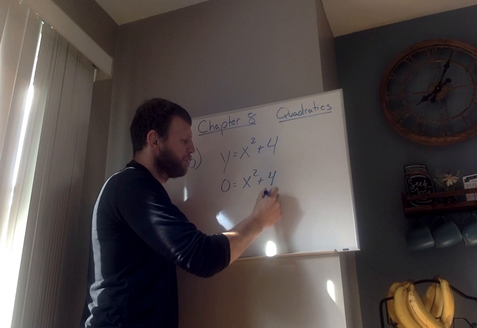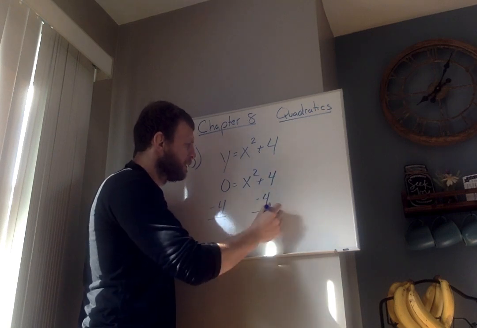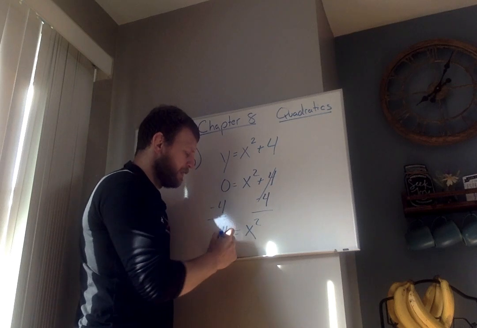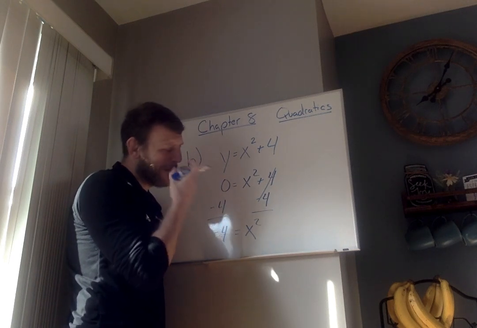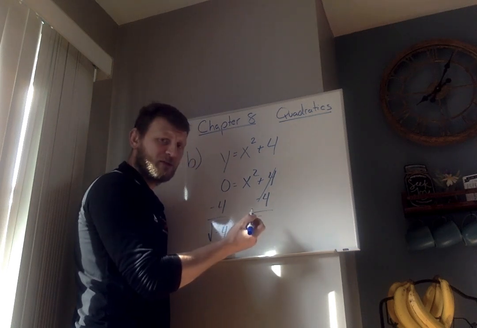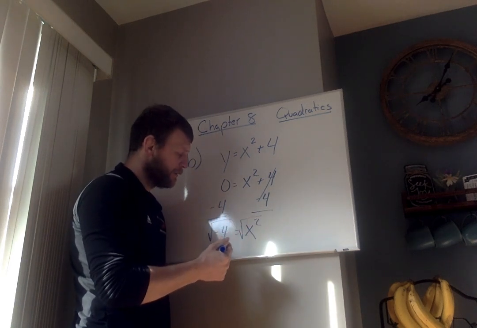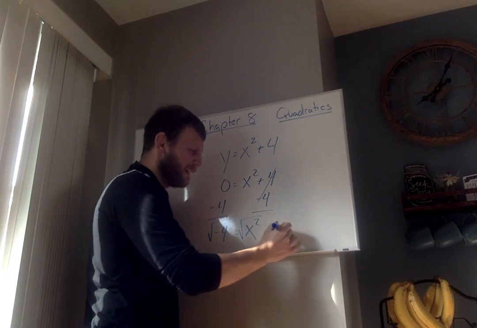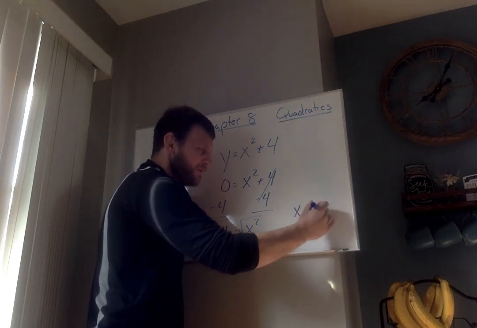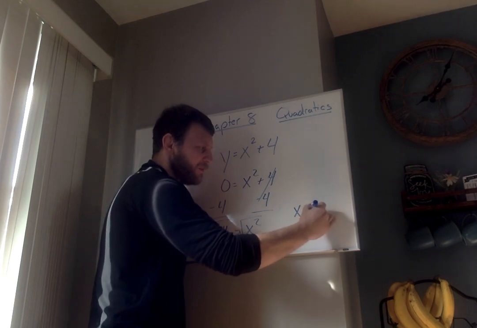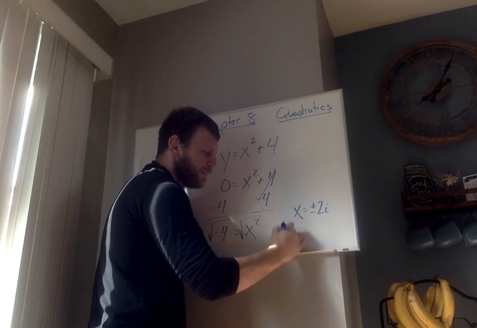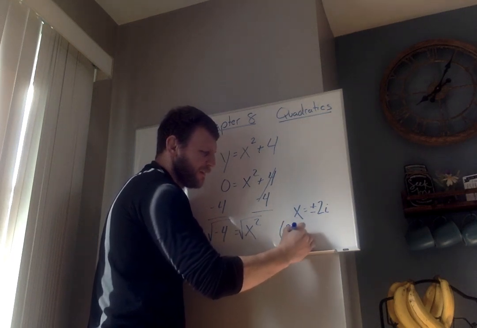What I can do is I can subtract 4 and get this. Now, how would I solve? Well, I would take the square root of both sides, and I get x equals plus or minus 2i. So I would have this.